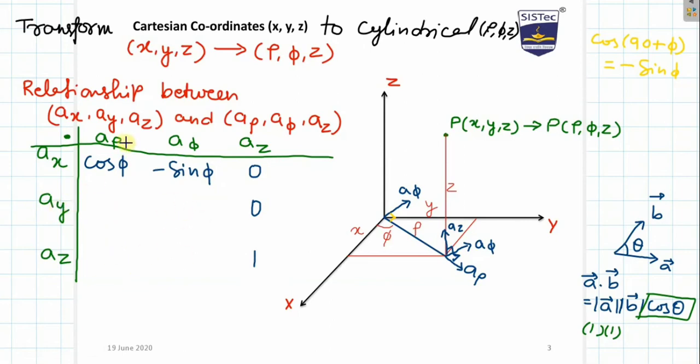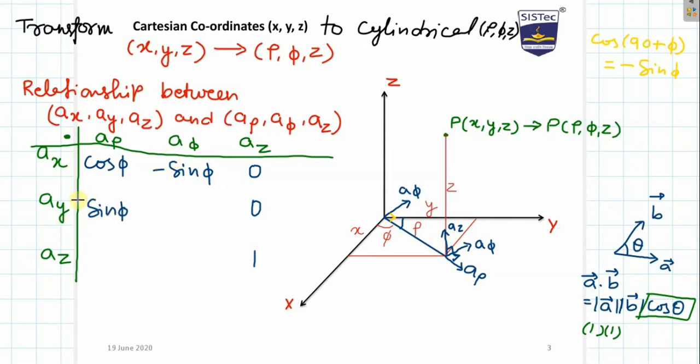So ay dot a rho, how much? ay is in the direction of the y-axis, and a rho, so what is the angle? Between ay and a rho, we have the angle 90 minus phi. So cos of 90 minus phi is sine phi. So we will write here sine phi.